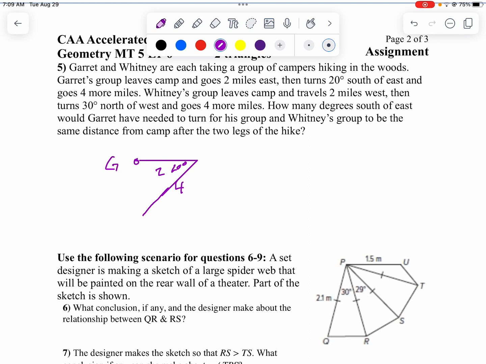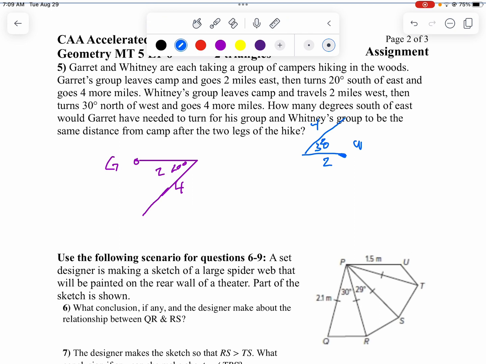Now let's look at Whitney's path. Whitney is going to travel 2 miles west. So she starts off by going 2 miles to the west. And then she's going to turn 30 degrees north of west. So she's going to go 30 degrees north of west. And then I want them to be the same. They're not the same, are they?